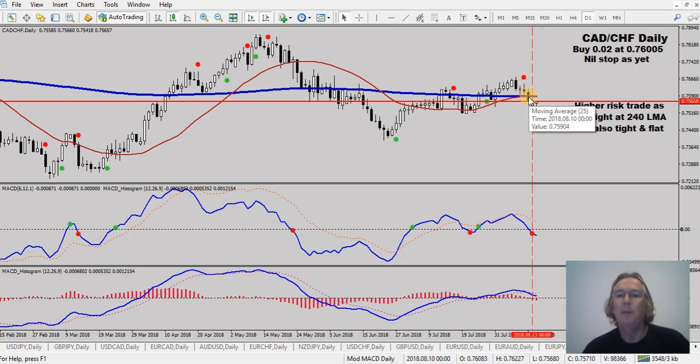So I took a sell this morning. Again, these MAs are super tight, so hopefully if it goes against me, it'll hit the 240, then drop down again.